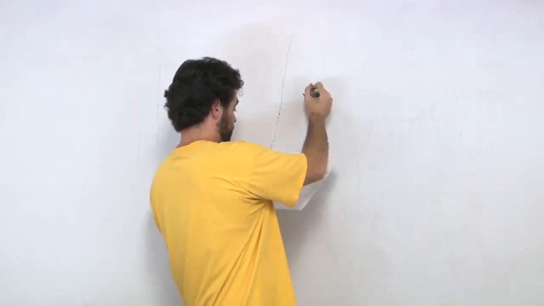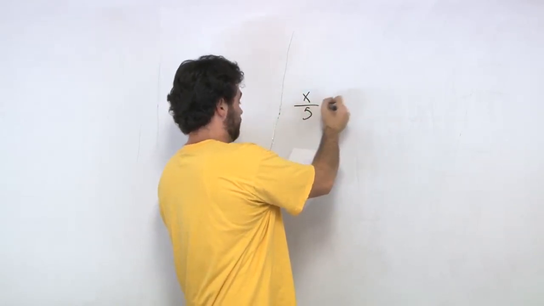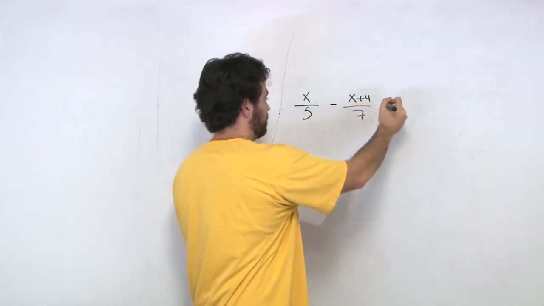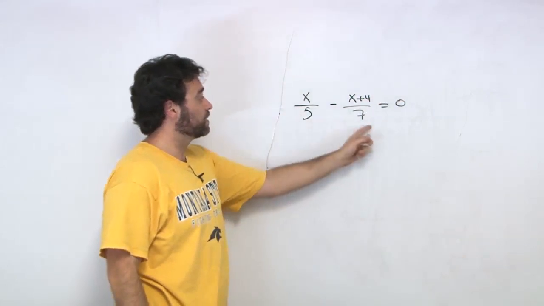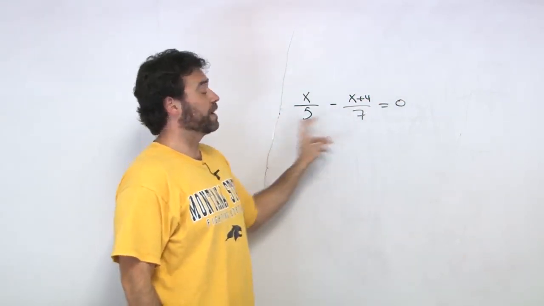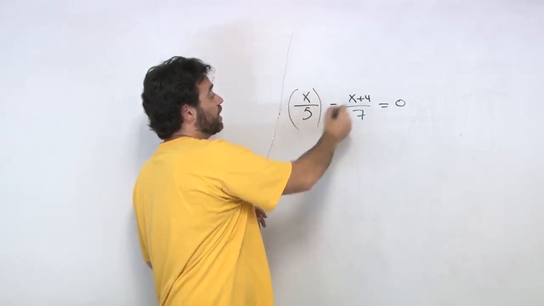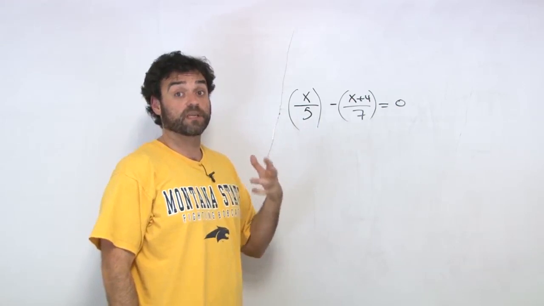And here's our next one. We have x over 5 minus x plus 4 over 7 equals 0. Okay, same idea. What are we going to do? Multiply by the LCD, least common denominator. What is the LCD, you ask? So let's take a look. 5 and 7, the LCD is going to be 35.